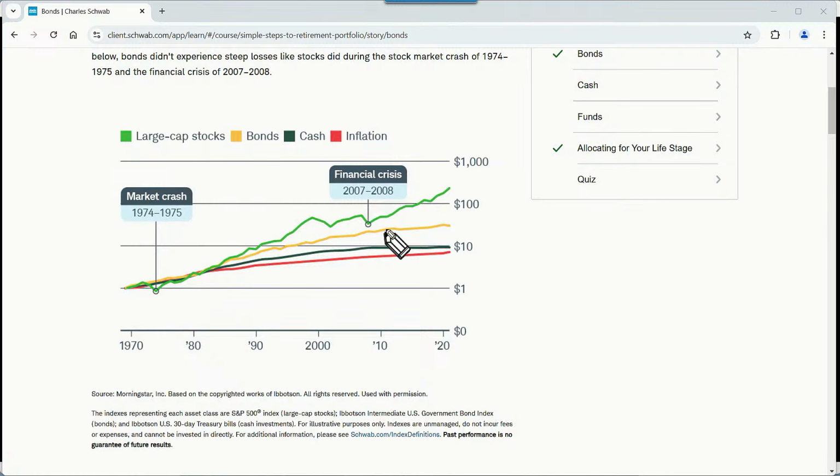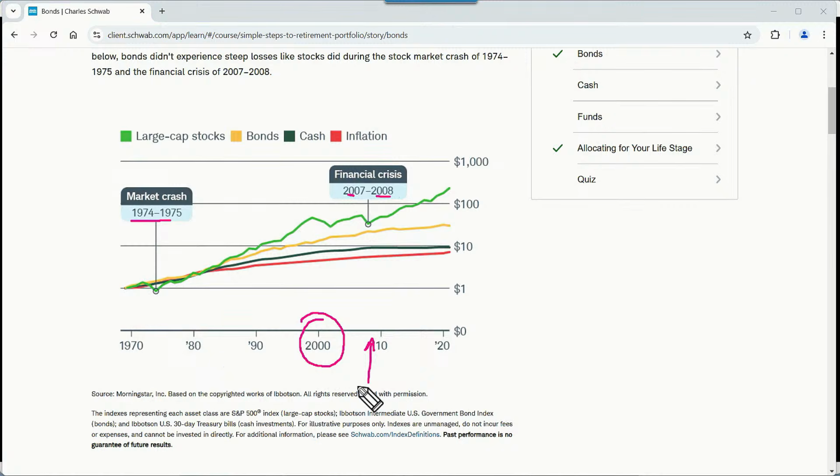But how many of you were around during the tech bubble time period, around the year 2000? Okay. How many of you were around the financial crisis time period? I remember both of those pretty well. This chart also has the market crash of '74, '75. I was a little kid, so I don't remember that.